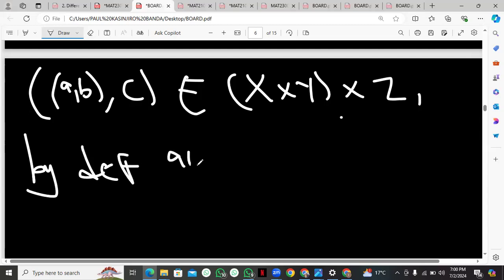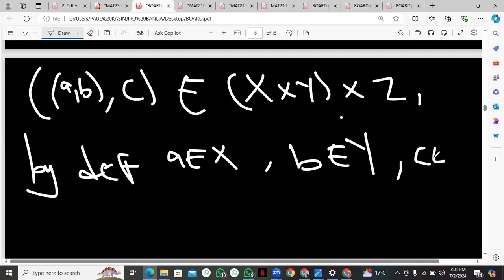So by definition, we know that A will actually be a member of X, and then we have B, which will be a member of Y. And then we have C. Let me just write it here. So C is a member of Z. So that's the interpretation from what we have.